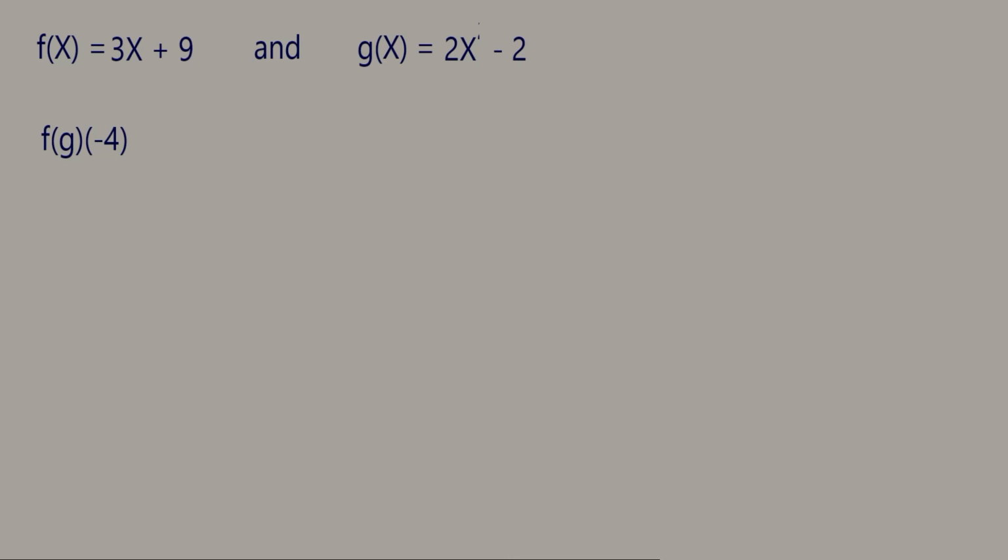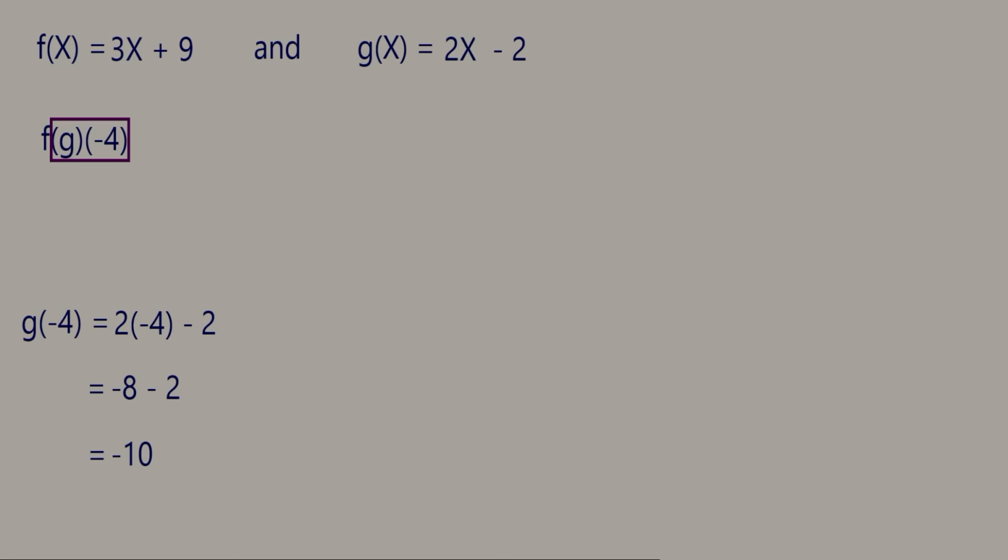What if you are asked in an exam to find f of g of minus 4? Since g is connected to minus 4, we would have to replace x with minus 4 in the function g of x. Multiplying 2 by minus 4, we get minus 8. Minus 8 minus 2 gives minus 10. We found what g of minus 4 is equal to. We get minus 10. So we will be replacing g of minus 4 with minus 10.